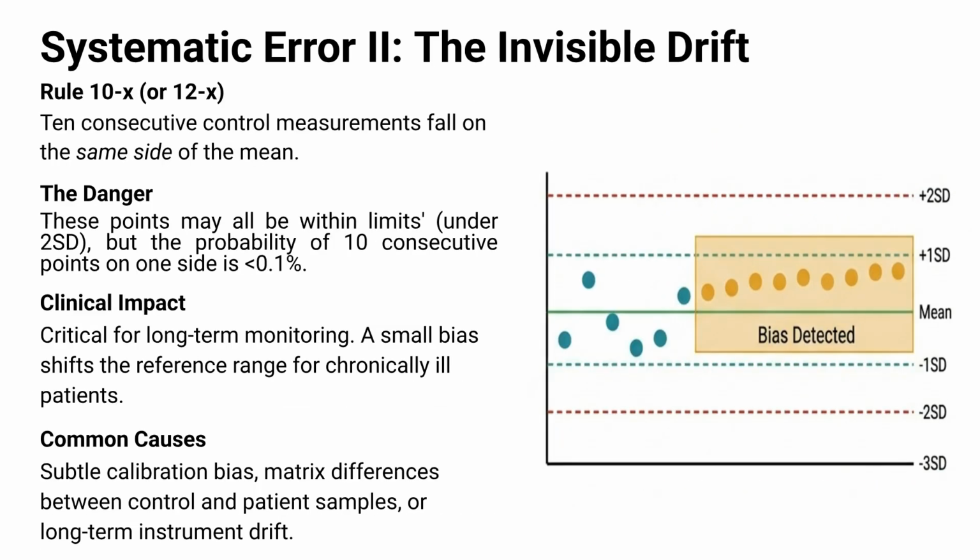The 10x rule detects invisible drift, where 10 consecutive points fall on the same side of the mean, even if they are within 2 SD limits. This small bias can shift the reference range for chronically ill patients. Common causes are subtle calibration bias or long-term instrument drift.